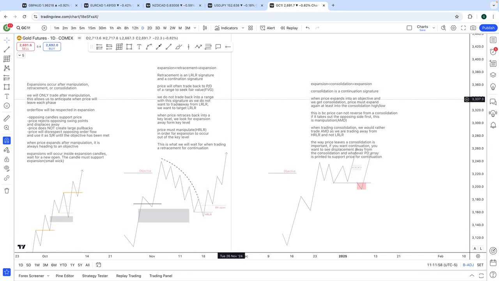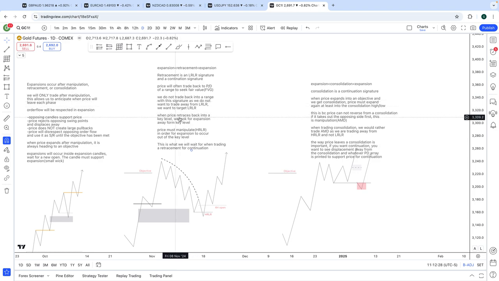Internal to external. We do not trade back into a range with this signature, as we do not want to trade away from low resistance. We want to target low resistance. So if I want to target this fair value gap, I don't actually want to trade this signature. We're going to talk about manipulation. There are two ways to trade back into a range, and this is not the one we want to trade, right?